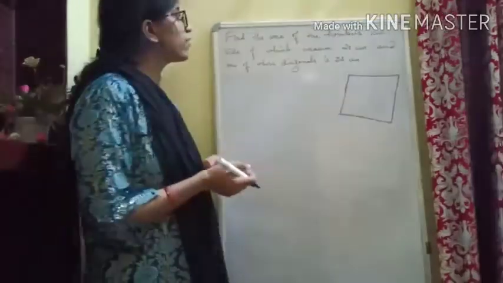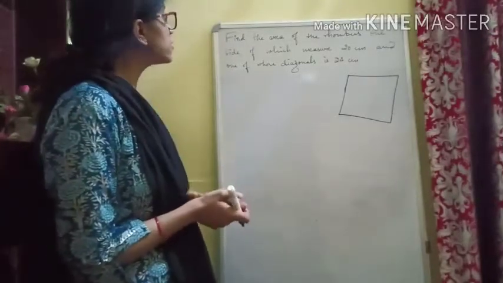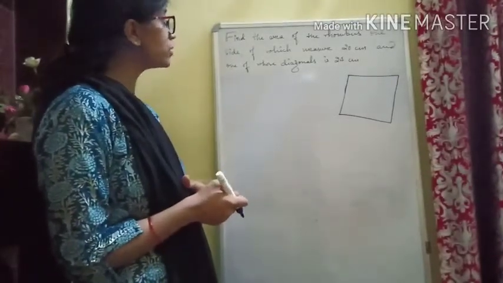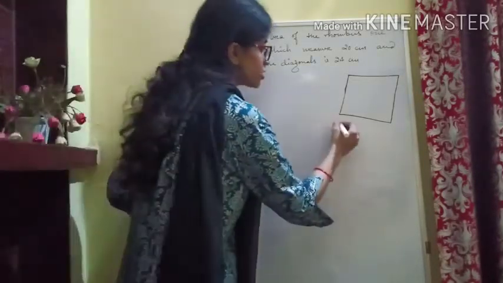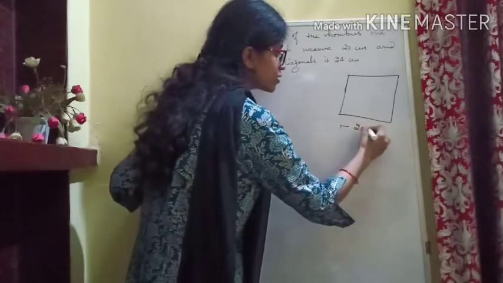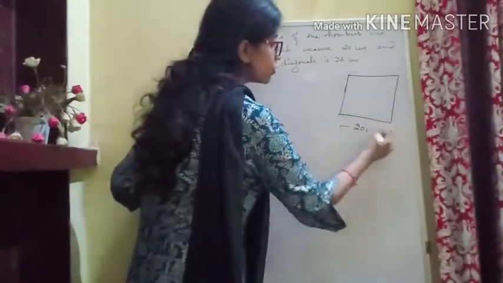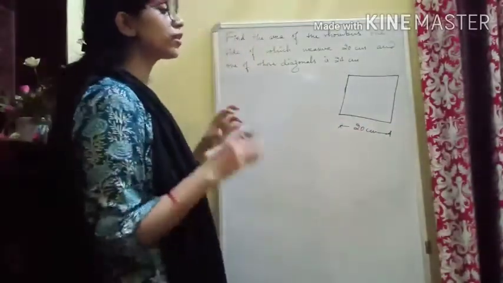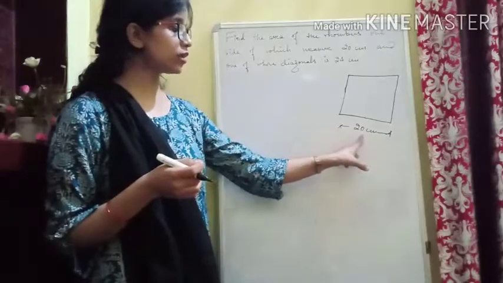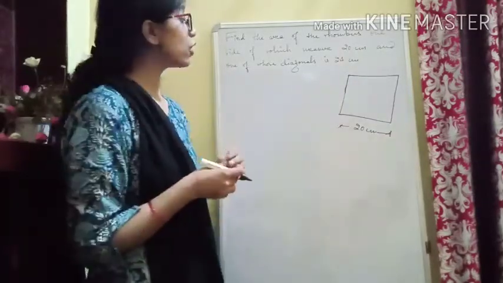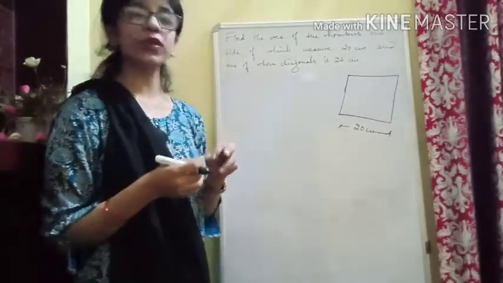Okay. So we have our next question. This is question number 24 from the book. Let's read it. Find the area of the rhombus, one side of which measures 20 centimeter, and one of whose diagonal is 24. So the side of the rhombus, one side is given 20 centimeter, and you know that a rhombus is a quadrilateral, or a plane figure, in which all four sides are equal. So if one side measures 20, all the three other sides will be 20.